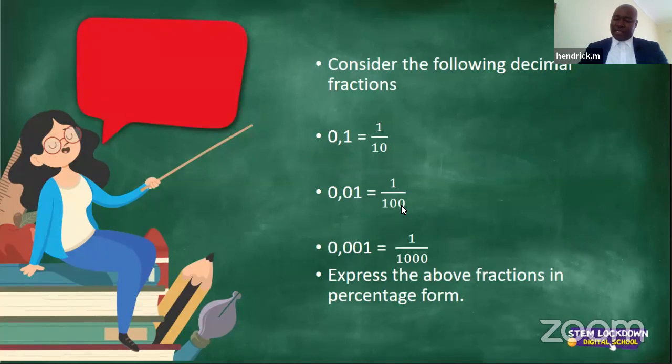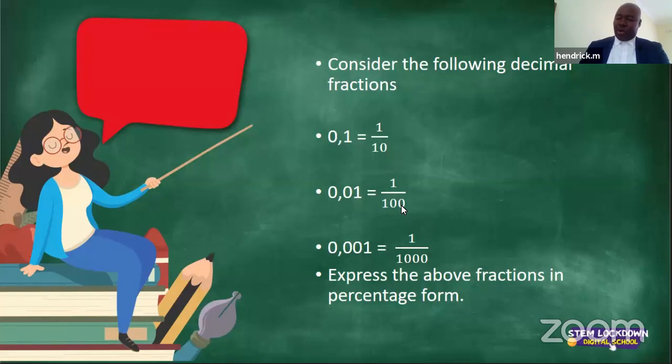The first one is 1/10. The numerator is 1, the denominator is 10. The second one, 100. And of course, that's 1 over, the numerator is 1, the denominator is 100. And the last one is 1,000. That's 1 over 1,000 there. And of course, these are 3 common fractions.